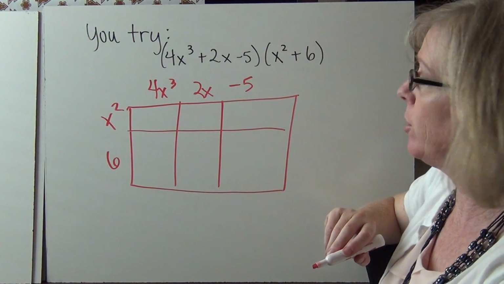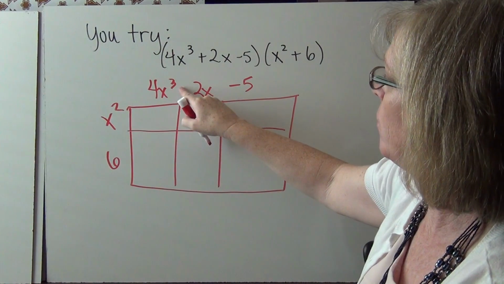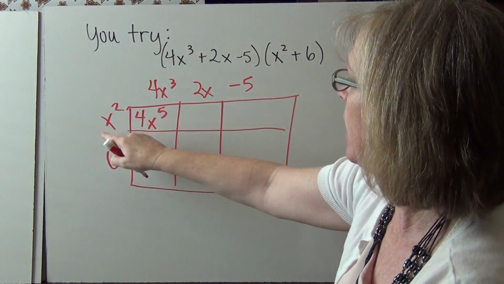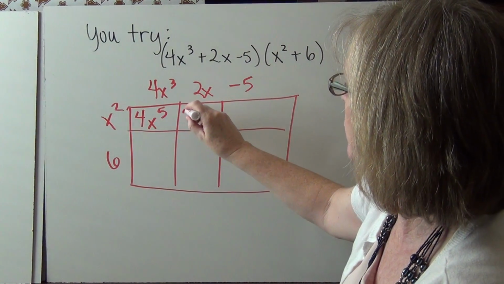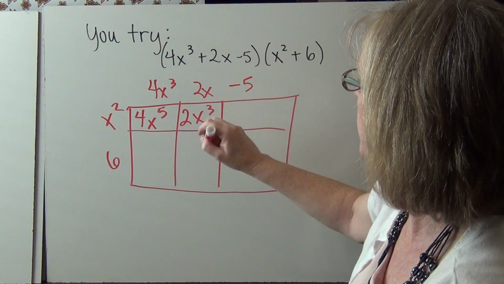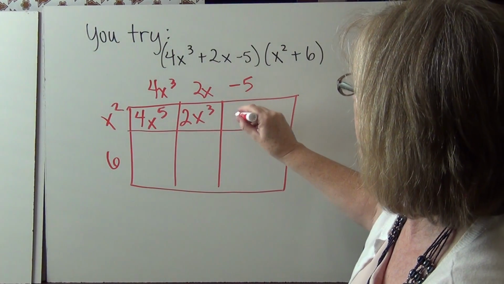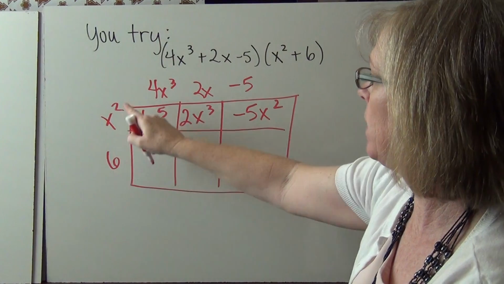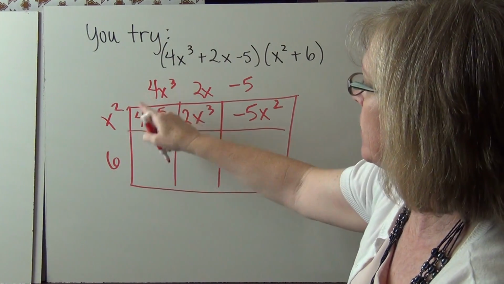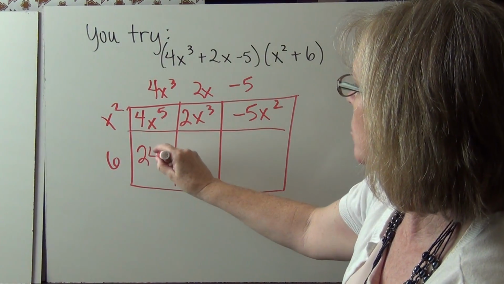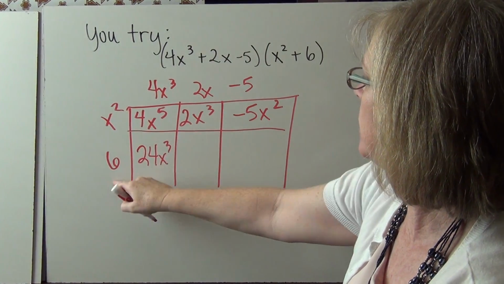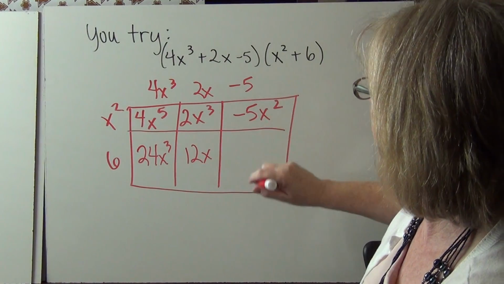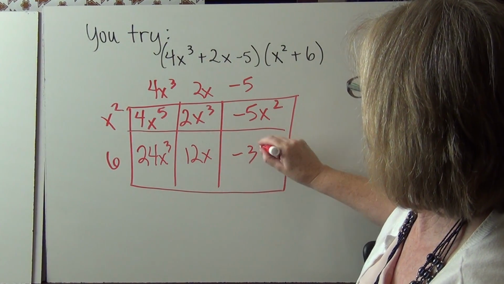and start my multiplication. X squared times 4x to the 3rd is 4x to the 5th. X squared times 2x is 2x to the 3rd. And x squared times -5 is -5x squared. Now I get to multiply all of these by 6. 6 times 4, 24x to the 3rd. 6 times 2, 12x. 6 times -5, -30.